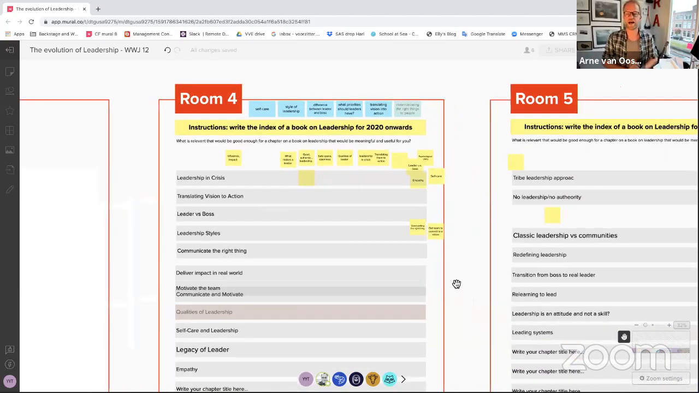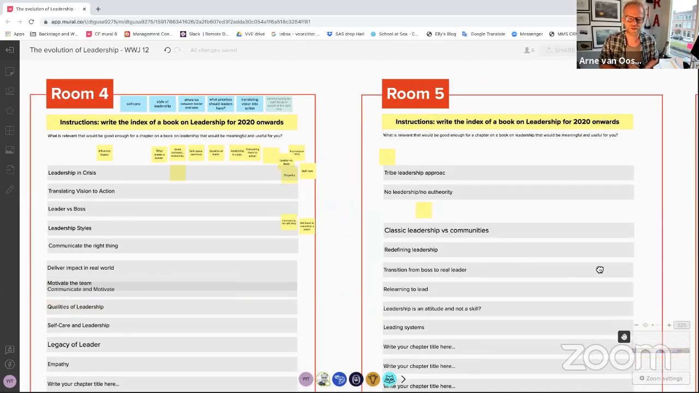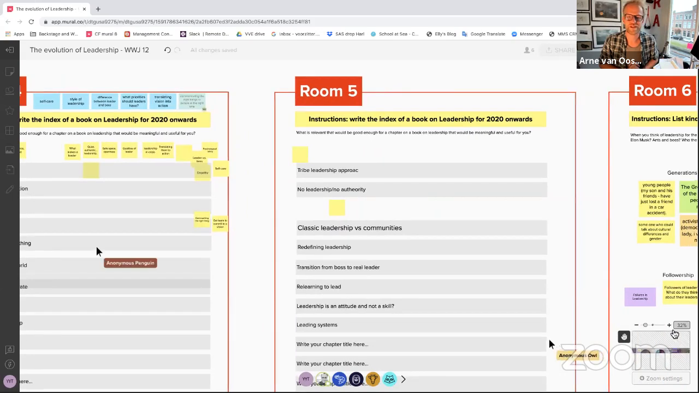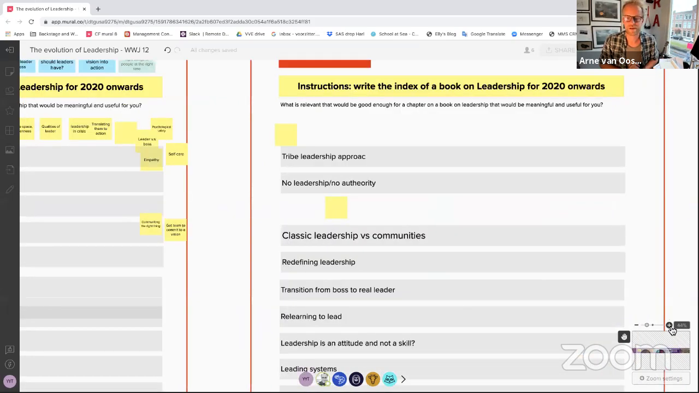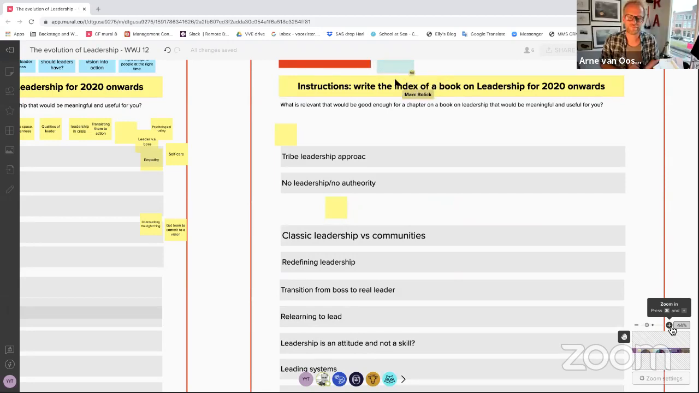Room number 5. Who wants to say a few words for room number 5, which is also an index of chapters. Let's see if there are similarities or differences. Who wants to say something?